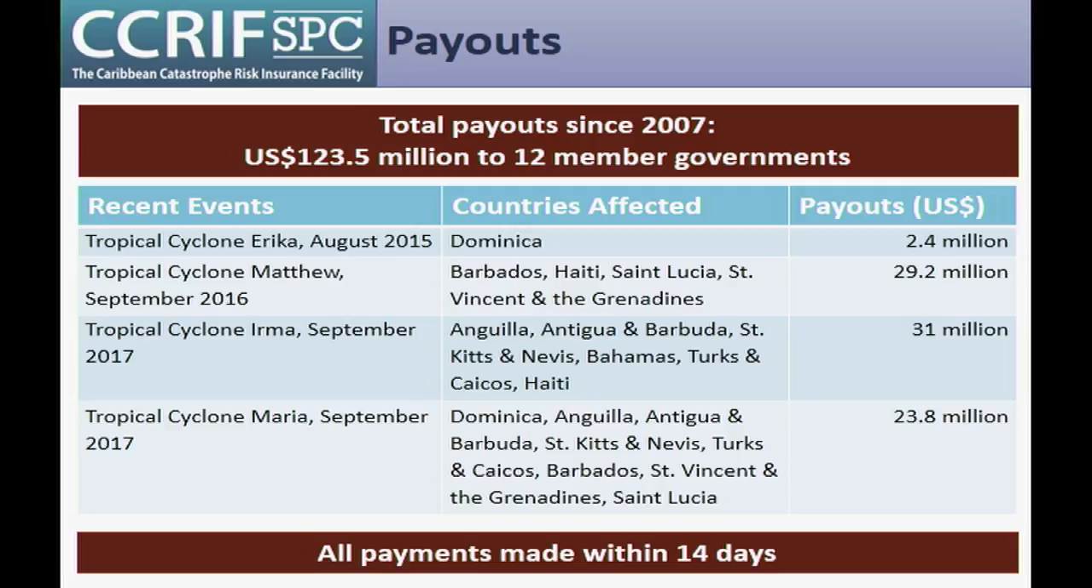All of these payments were made within 14 days, and for tropical cyclone, within 24 hours, the governments are contacted to tell them whether their policies are going to be triggered and what the payout amount is going to be. So it's almost money in the bank after 24 hours, so they know exactly.